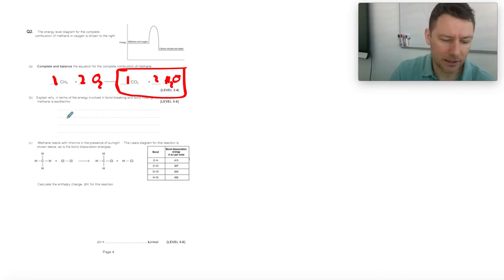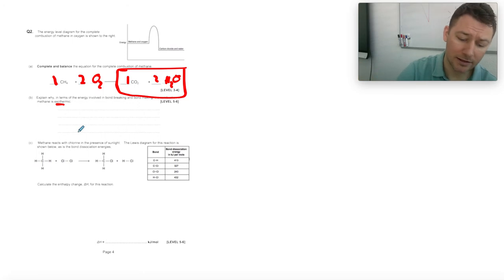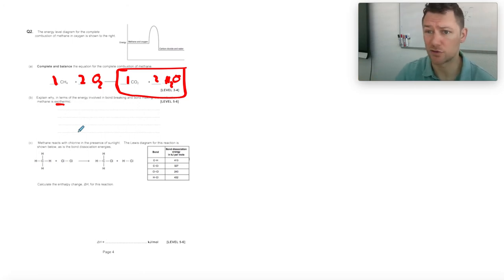This piece explained in terms of energy why the bond making and bond breaking gives you an exothermic reaction. There's less energy required to break the bonds of the reactants than is given off by making the bonds of the product. There's a net out. That's just short and sweet. Give me something to that effect.